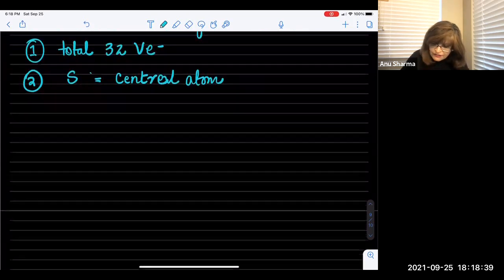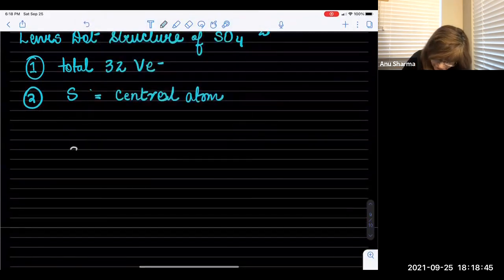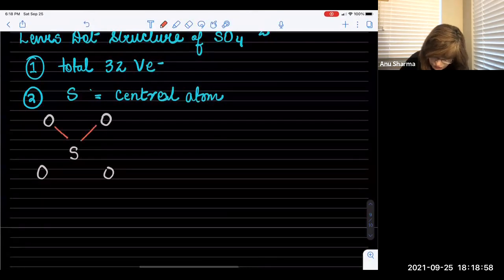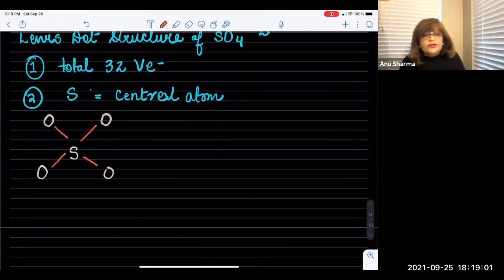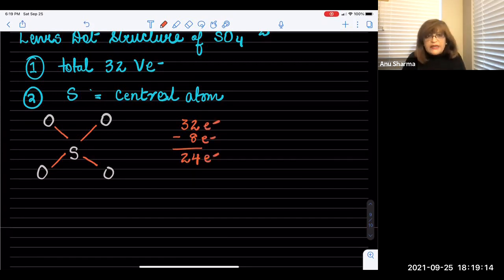Now put sulfur in the middle and see what happens. Sulfur in the middle, oxygens on the side, and there are four oxygens, so it's okay to put them at different angles. You connect them with a single bond. How many electrons did we use? 1, 2, 3, 4, 5, 6, 7, 8. 32 electrons minus 8, so you are left with 24 electrons. The remaining 24 electrons go on the outside to fill the octet.